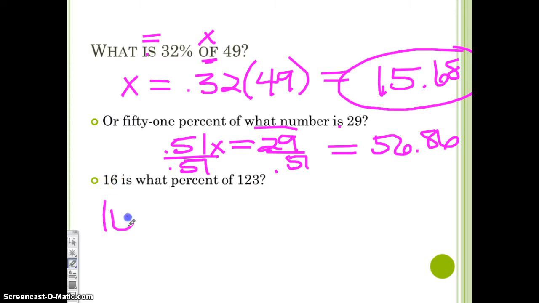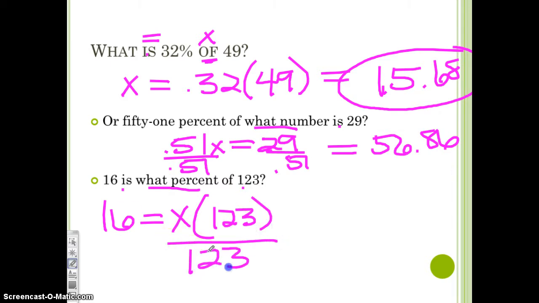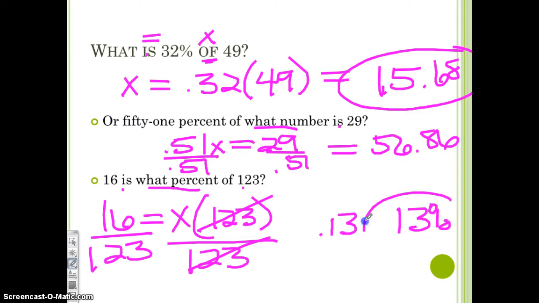16 is, translates as an equal sign, what percent? That's what we're looking for. x of, that means we're going to multiply, 123. So 16 is equal to 123x. We want to get x all by itself, so we'll divide by 123. 123 divided by 123 is 1. 16 divided by 123 is equal to 0.13, which translates to 13%. 16 is 13% of 123.